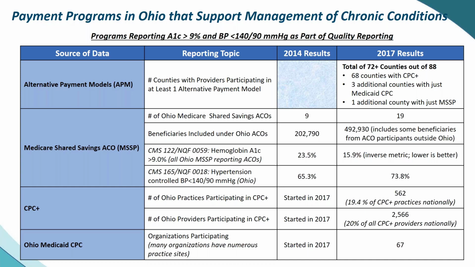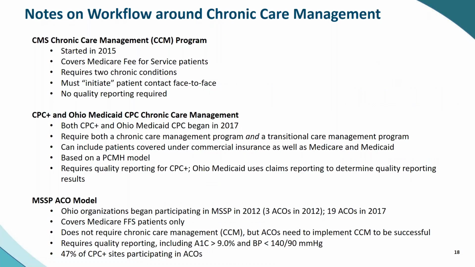For the Ohio Medicaid CPC, it also started in 2017 with 67 organizations. And when I say organizations, that is not practice site, but is rather the umbrella organization that is contracted to participate. What is the difference, and how does this then reflect on the movement of data?